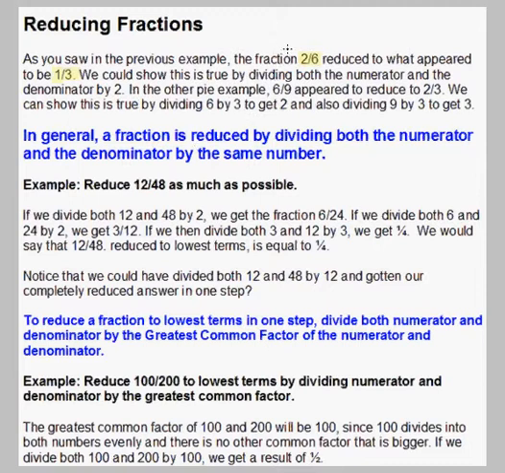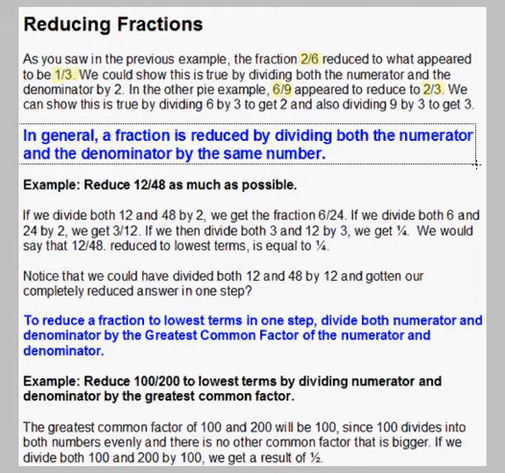In another example, 6/9 appeared to reduce to 2/3. If we divide 6 by 3, we get 2, and if we divide 9 by 3, we get 3. So this shows that for sure 6/9 reduces to 2/3. In general, a fraction is reduced by dividing both the numerator and the denominator by the same number.